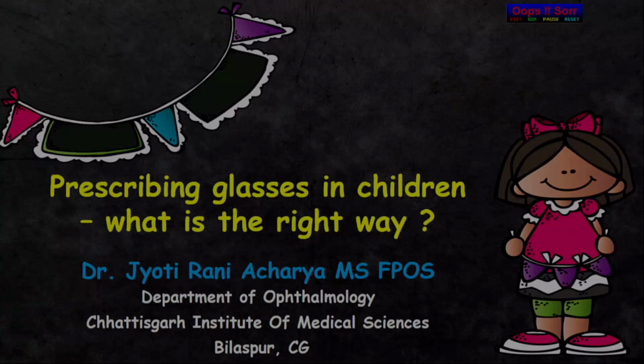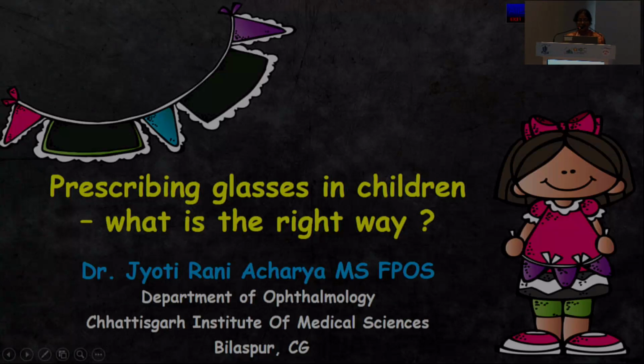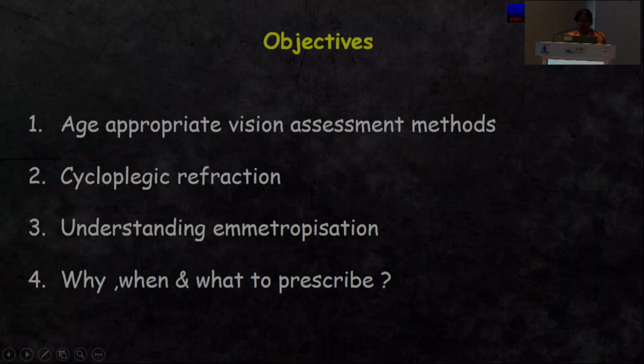Hello everyone, I would be presenting on prescribing glasses in children. What's the right way? I think most of the golden points have already been told. The objectives of my talk would be: what are the age appropriate vision assessment methods, how we would go for cycloplegic refraction, a little bit of understanding about emmetropization, and what are the different guidelines for prescribing in myopia, hyperopia, astigmatism, anisometropia, and other special situations if time permits.